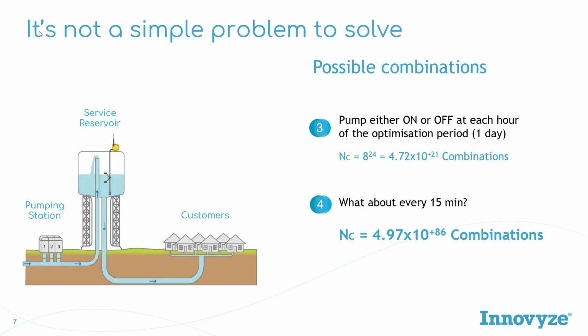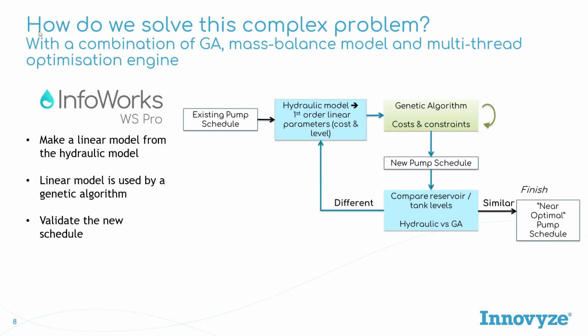We can continue, and assuming a single day of optimization period, should we want to be able to change the pump control each hour, we will end up with 5 times 10 to the power of 21 possible combinations that we need to analyze. And this number will further increase should we assume to change control on a 15 minutes interval. So this is a quite complex problem to solve, and the solution that Innovyze have identified to address this specific problem is to generate a mass balance model from the hydraulic model.